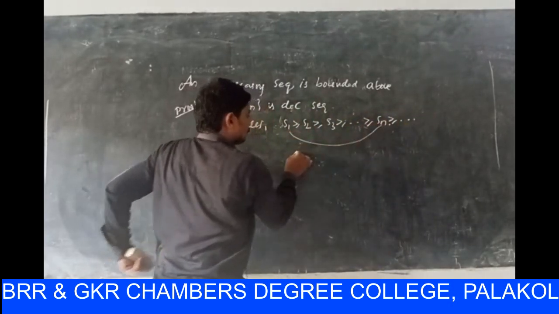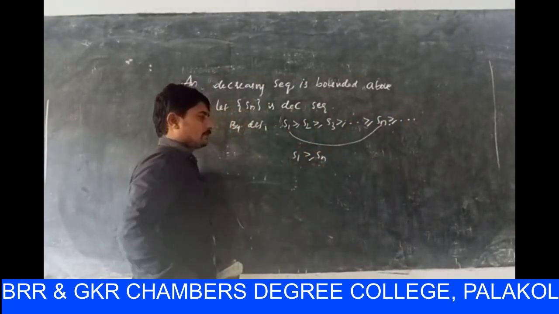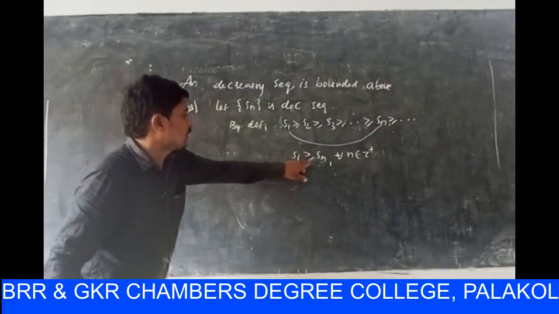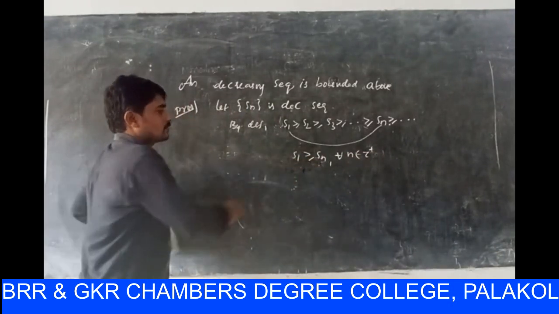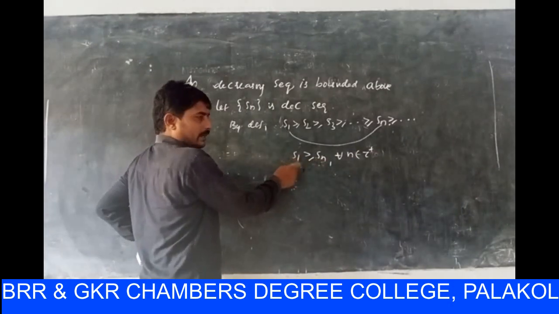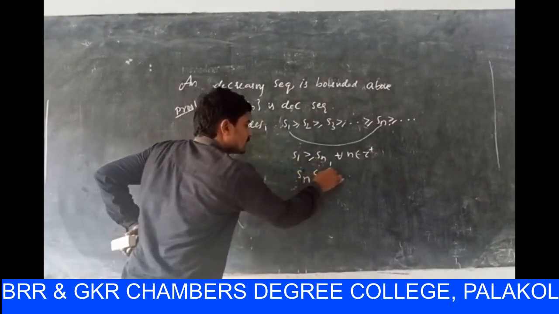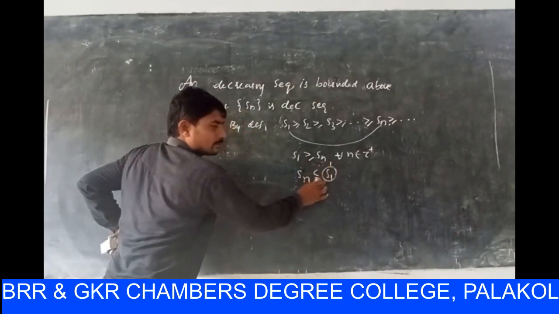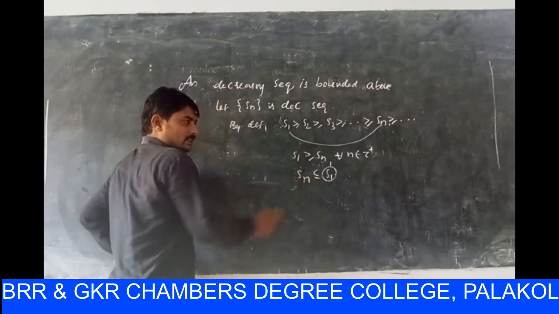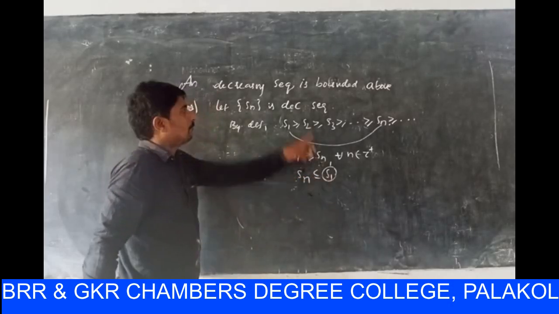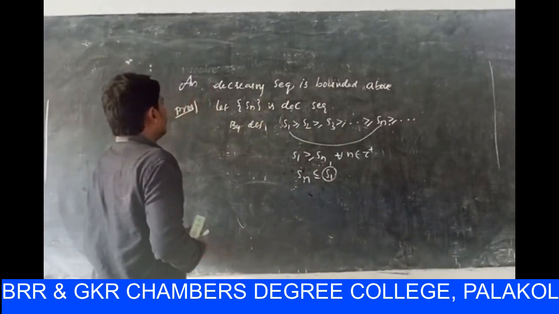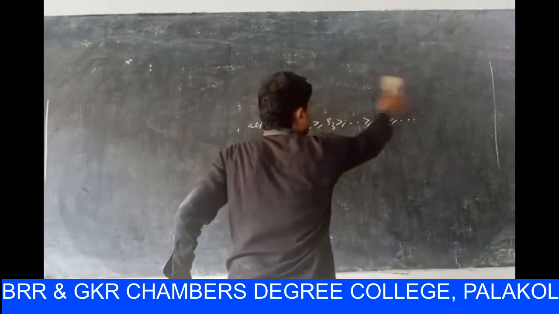By combining these two, S1 is greater than or equal to Sn for all n belonging to Z plus. S1 is greater than or equal to Sn, so we say that S1 is an upper bound. It means Sn is bounded above by S1. This relation is written as Sn less than or equal to S1. So a decreasing sequence is bounded above. This is a theorem. In the same way, we will see another theorem.